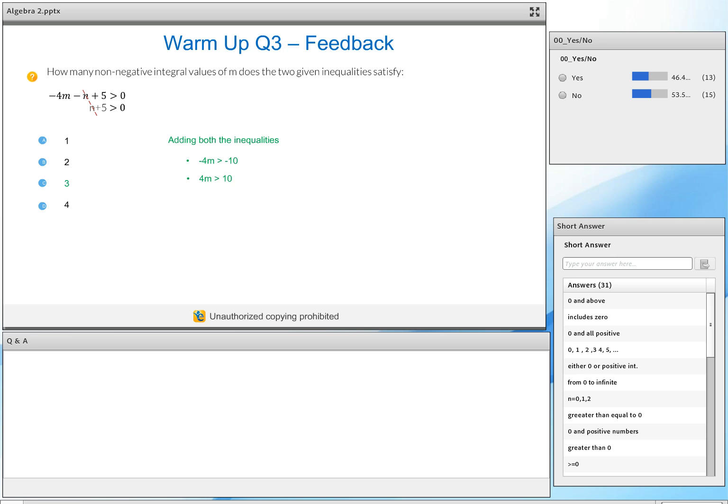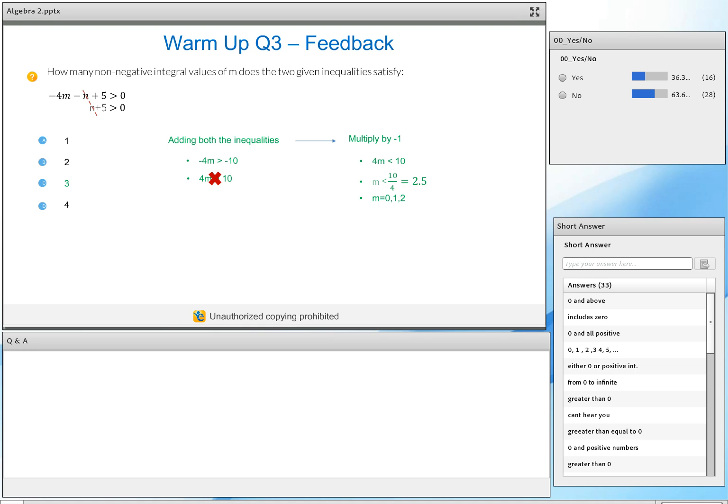Okay, that's the other point of feedback. The correct answer here is no, I cannot say that 4m is greater than 10. Why? Because whenever I multiply both sides of the inequality by a negative number, I always need to flip the sign of inequality. So if minus 4m is greater than minus 10, I multiply both sides by minus 1, I get 4m is less than 10.